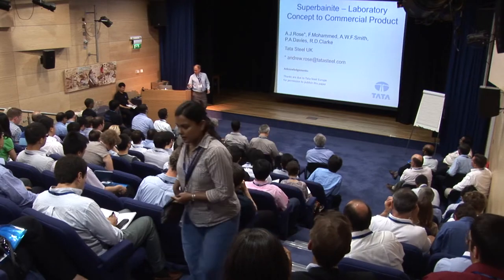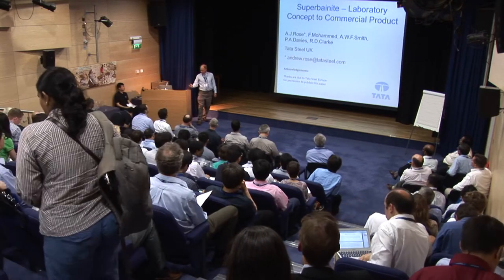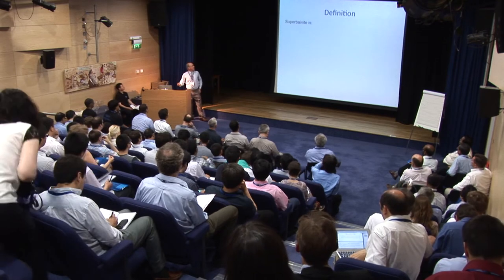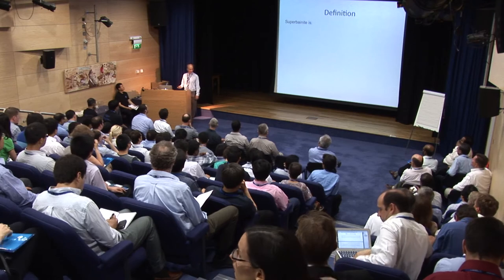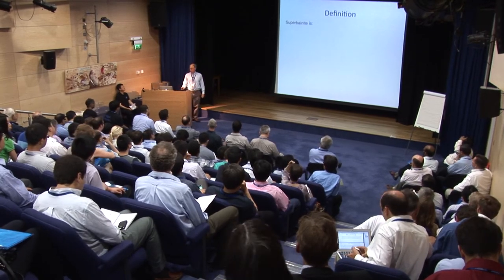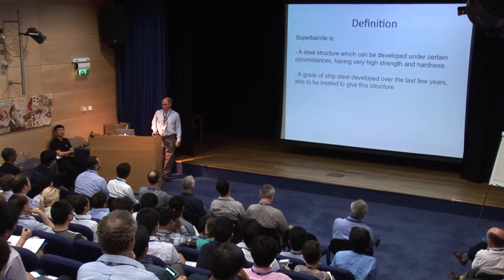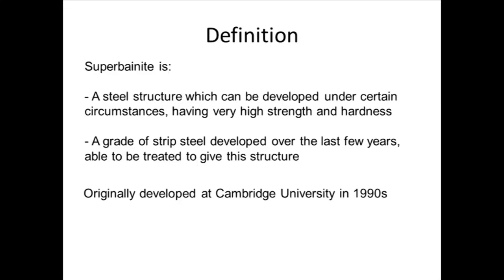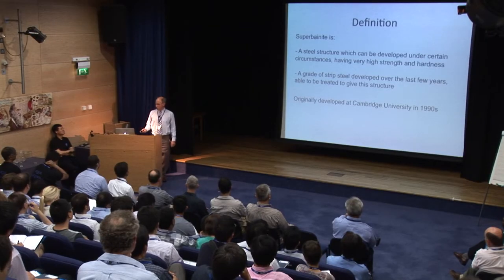I'm going to begin with a quick note on some definitions, because I'm going to be using the word superbainite in two distinct senses. First of all, the one that many of us are familiar with. Superbainite is a steel structure which can be developed under certain circumstances, having very high strength and hardness. And secondly, it's also the term we used to refer to the Tata grade of strip steel, which has been developed over the last few years, which is able to be treated to give this structure. However, we sometimes refer to it as superbainite even when it doesn't have that structure. And as we all know, it was originally developed at Cambridge University in the 1990s in Harry's group.